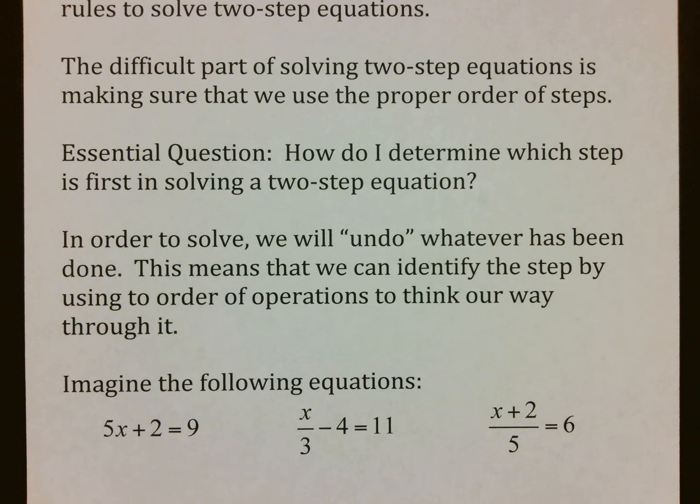The difficult part of solving two-step equations is making sure we use the proper order of steps. So that brings us to our essential question, which is: how do I determine which step is first in solving a two-step equation? In order to solve, we are going to pretty much undo whatever has been done. And that means we can identify the step by using order of operations to think our way through it.